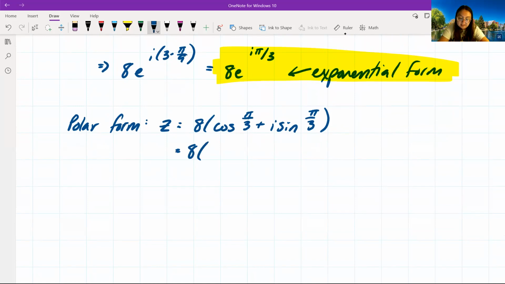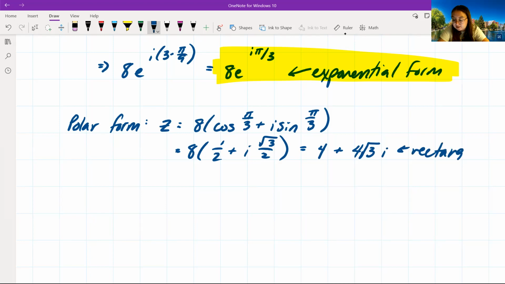which then gives us 8 times 1/2 plus i times the square root of 3 over 2. Simplifying this value, 8 times 1/2 is just 4. 8 times the square root of 3 over 2 would end up being 4 times the square root of 3 times i. And this here is in our rectangular coordinates.